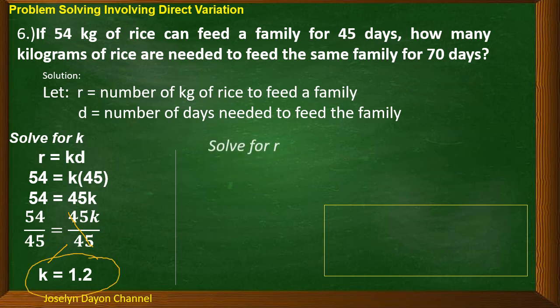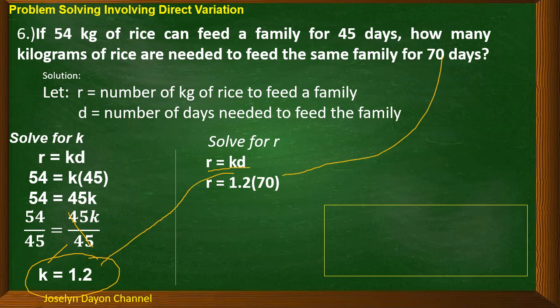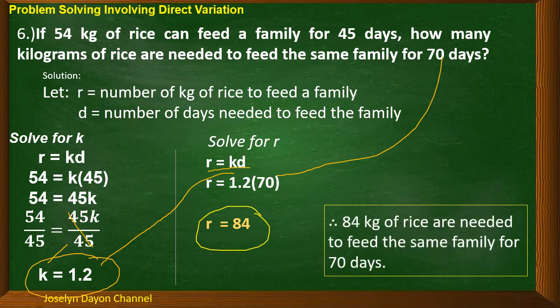Now let's solve for R. So same equation. So our K is 1.2, and this time we will be using 70 for the value of our D. Multiply 1.2 times 70, that is equal to 84. So it means that 84 kilograms of rice are needed to feed the same family for 70 days.